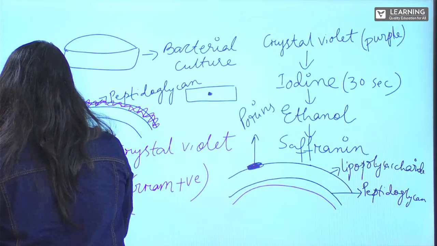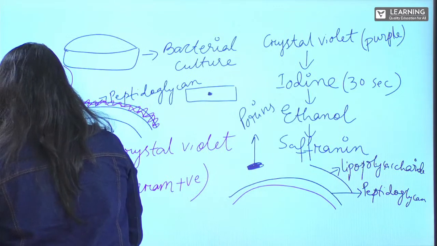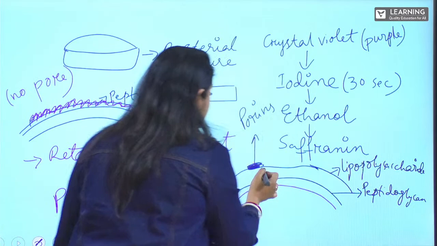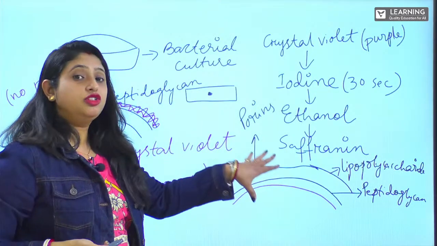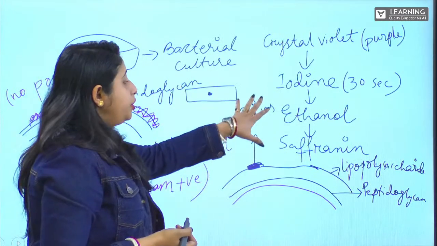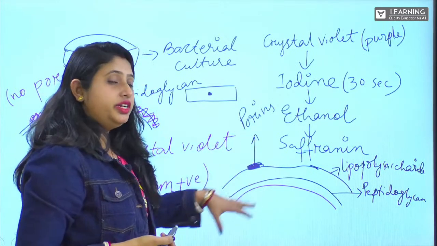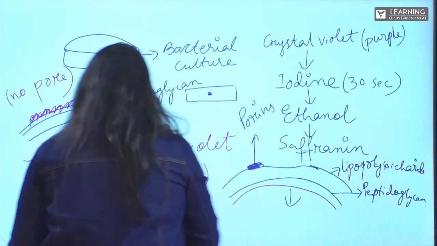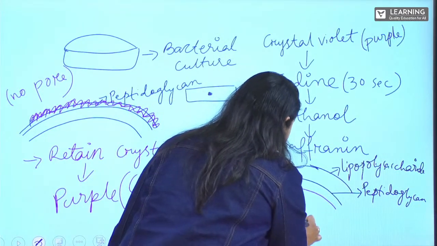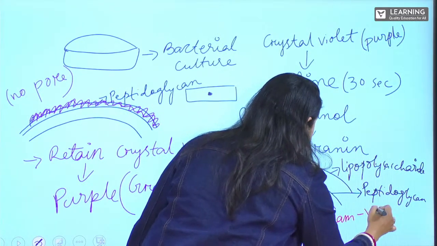there is a gap. Because of these porins, there will be a gap, so the stain is not properly retained. When it is stained with the crystal violet, because of the presence of porins, the stain will not be retained. So it will appear as what? It will appear as pink in color. This bacteria will appear as pink in color, that is the gram-negative bacteria.